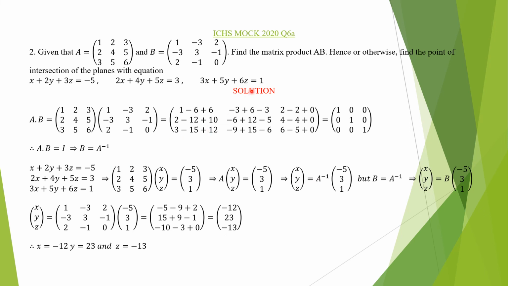So in this equation there was no need to use the whole A inverse equals cofactor of A transpose divided by determinant of A, because we were already told that A dot B is equal to I. So we could just put B there. So xyz equals B times -5, 3, and 1. So we just multiply B times -5, 3, and 1, and we get our coordinates. Hence x is -12, y is 23, and z is -13.